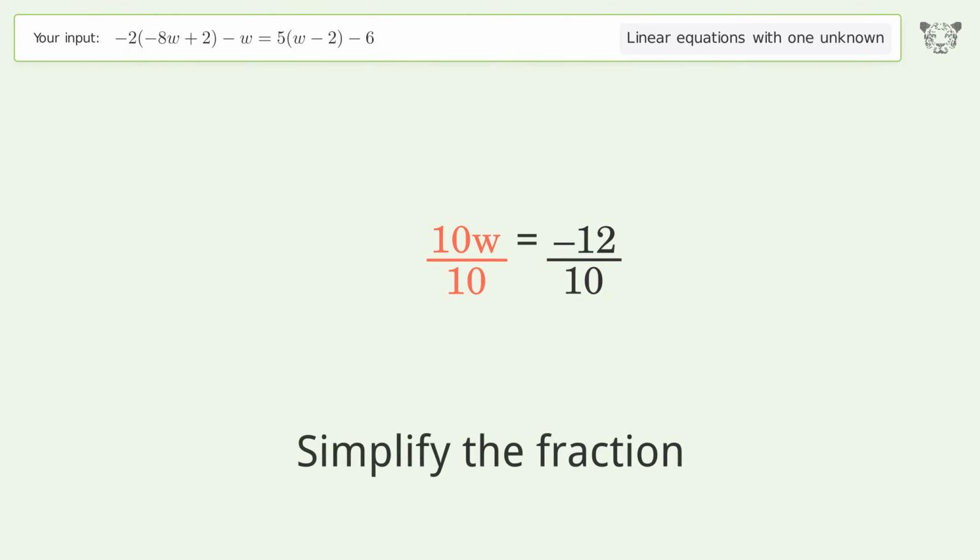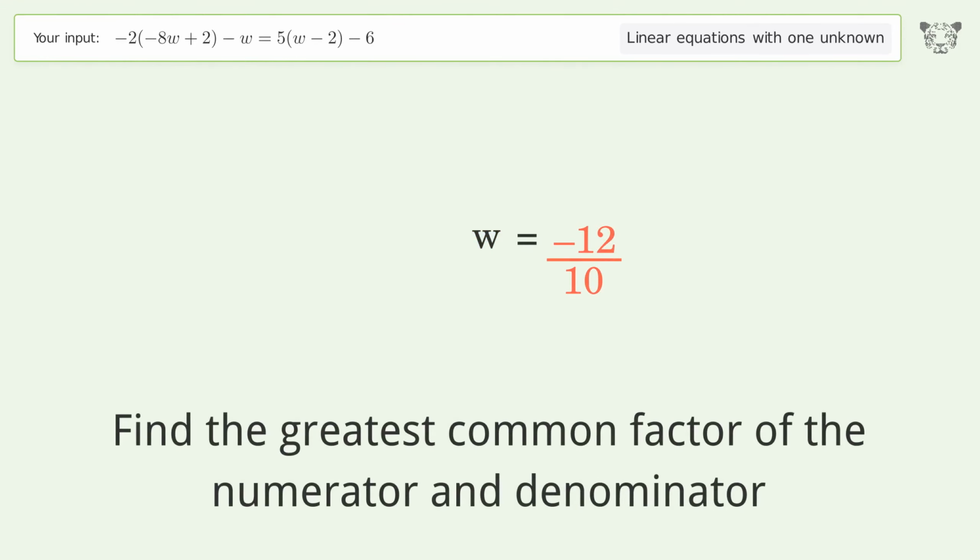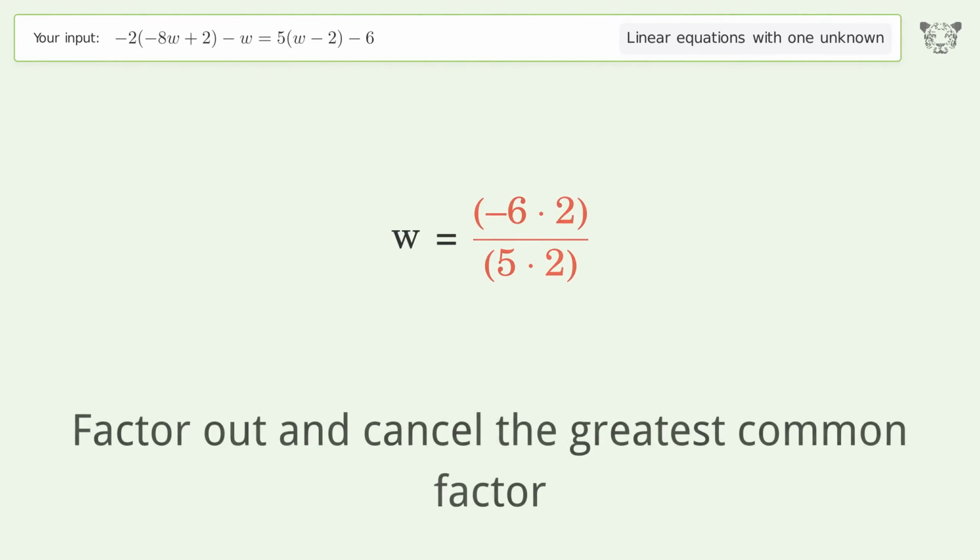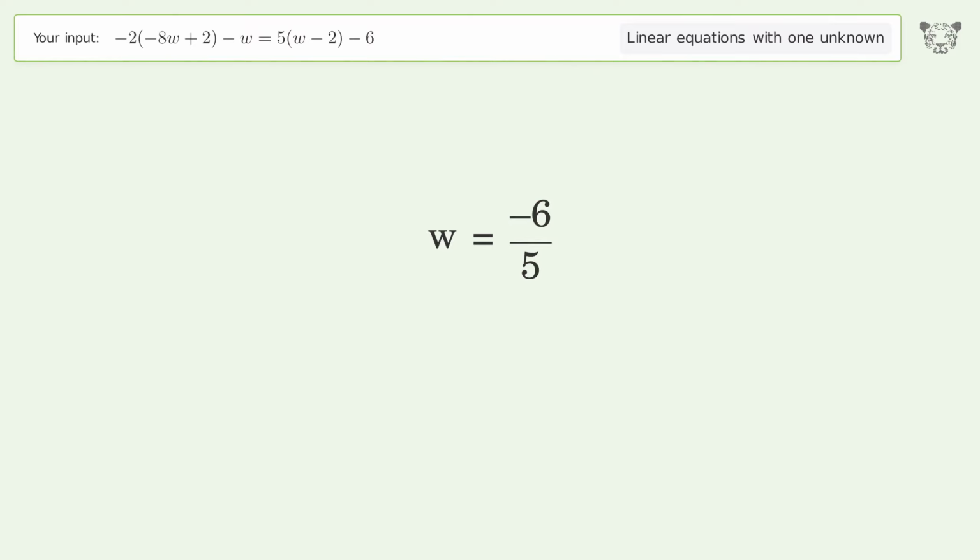Simplify the fraction. Find the greatest common factor of the numerator and denominator. Factor out and cancel the greatest common factor. And so the final result is w equals -6/5.